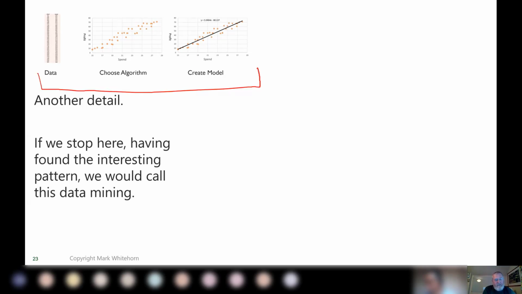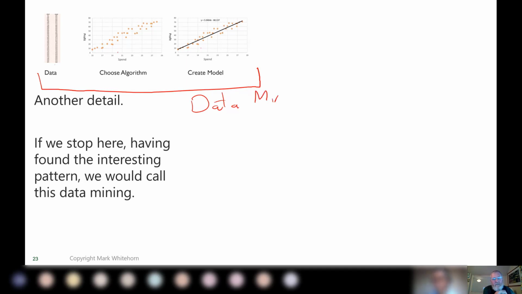Another detail is that actually you can stop at this point. You can use the data, you can choose an algorithm, you can create a model, and you can stop at that point and not use it to try and predict future work. So not use it when a client says to you, I want to spend 25K, not use it to tell them, well, that's going to bring you 50. If we stop at this point, this is called data mining.